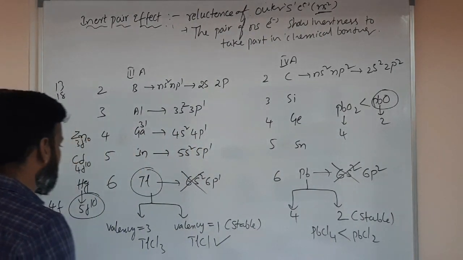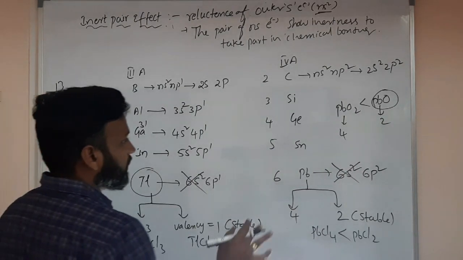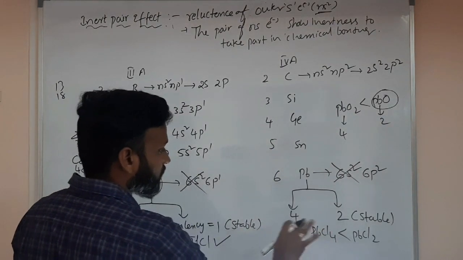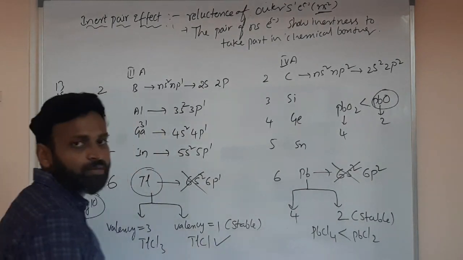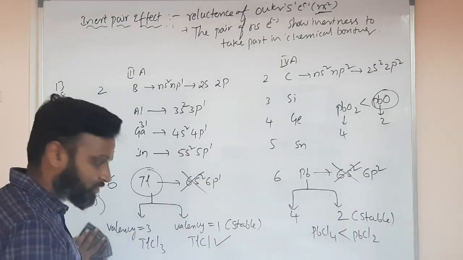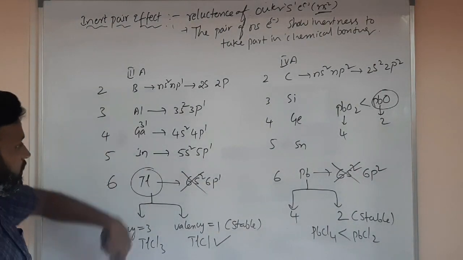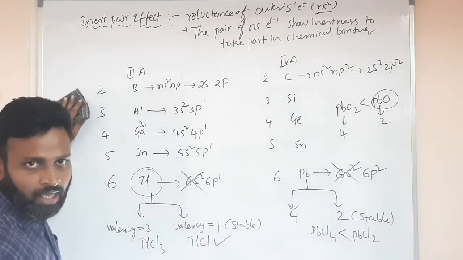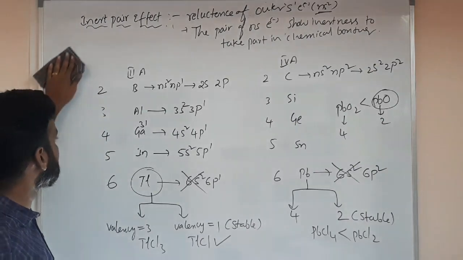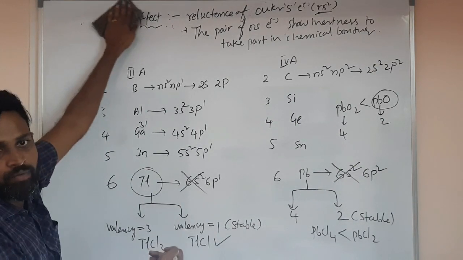Understood? So this is about valency. Got it, everyone? In valency, you have to remember all these things: whether PbCl4 or PbCl2 is more stable, like that. You have to write all these things. Please note it down: going down the group, the group number minus 2 valency is more stable. So please take a screenshot and write it down.